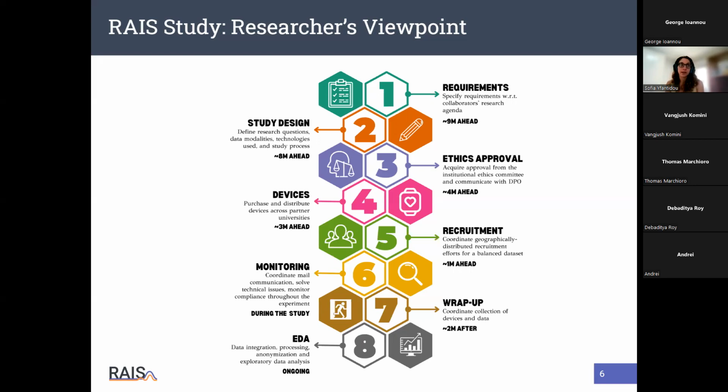working with human subjects. Then we got in communication with Sarunas and the RAIS Consortium, we purchased the Fitbit devices and distributed them to all RAIS partners. Then at step 5, we started the geographically distributed recruitment of participants, and we especially made some efforts to achieve a balance, not only in geographic distribution, but also in terms of gender, because previous datasets had suffered from biases in terms of gender distribution.